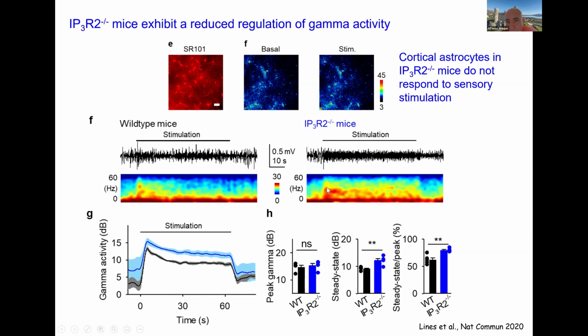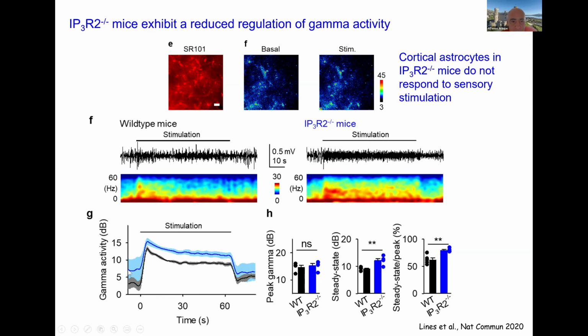When we compare that with the IP3 receptor 2 knockout mice, we observe that now the sensory adaptation is much reduced. It's not as strong as in the wild type mice. We quantify here the gamma activity over time. We see here in wild type mice, we have this maximum of the gamma activity, then it decreases to the steady state with the sensory adaptation.